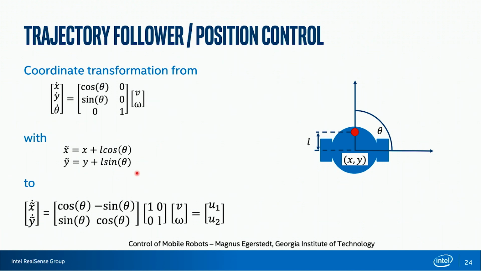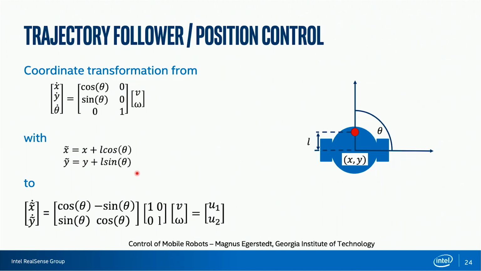Then I would like to talk about the first application, only using T265 mounted on the robot to follow a predefined path in free space. For that, a simple position controller can be implemented. The only difficulty here is that the original dynamics are nonlinear and non-holonomic.